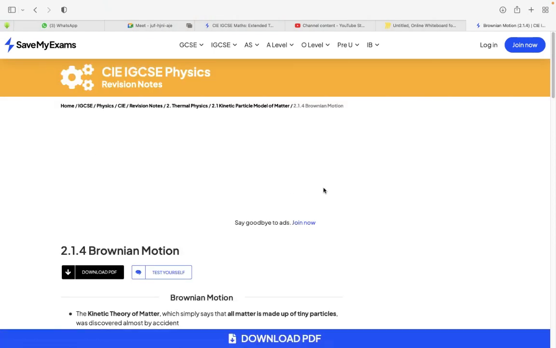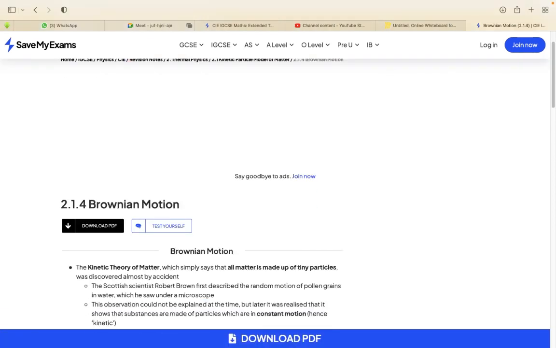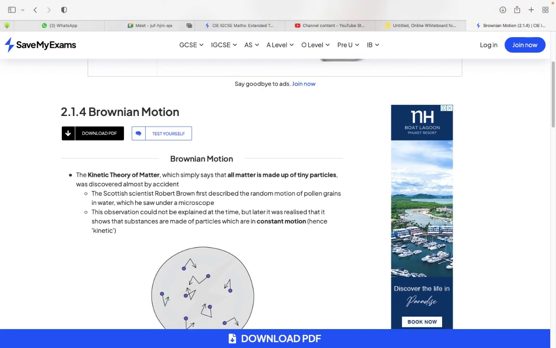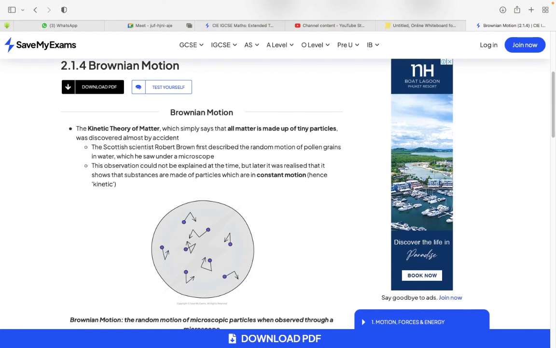So let's see the Brownian motion. When you want us to stop for this, you let me know, okay? Yeah, when you want us to go for questions, you let me know. Otherwise, we'll still be revising like this.